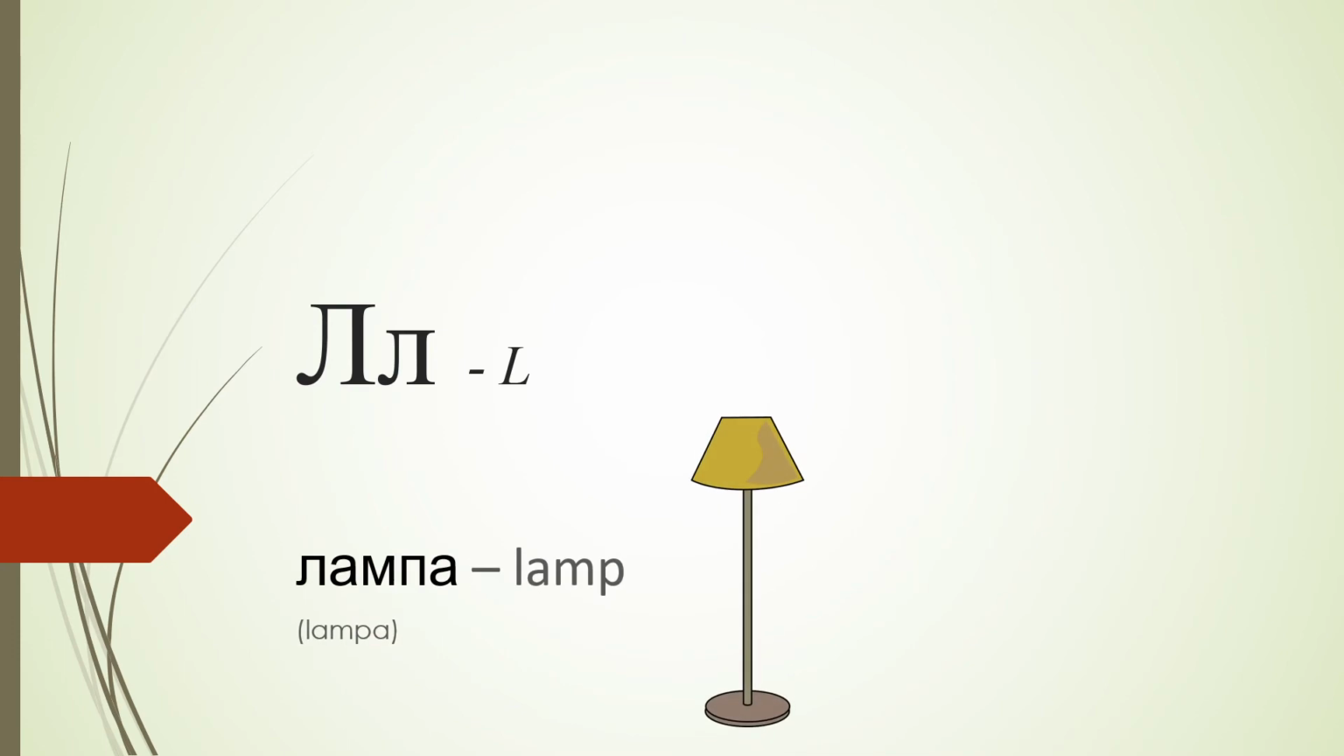Okay, the next letter is L. Very simple, just like in English. And in print, it's often written kind of like an upside down letter V, just the top of a triangle without the bottom base. And this is the Russian L, and an example word is lampa, which means lamp. Lampa.